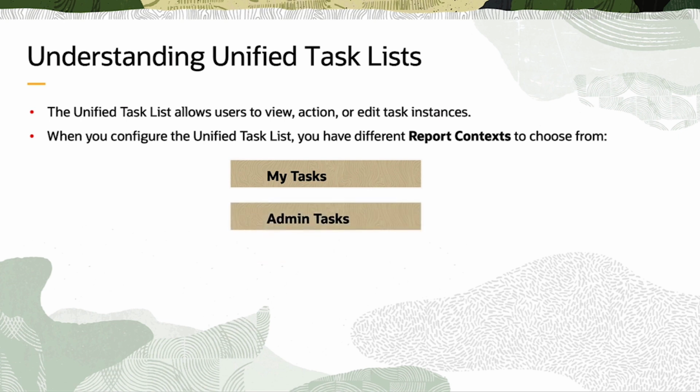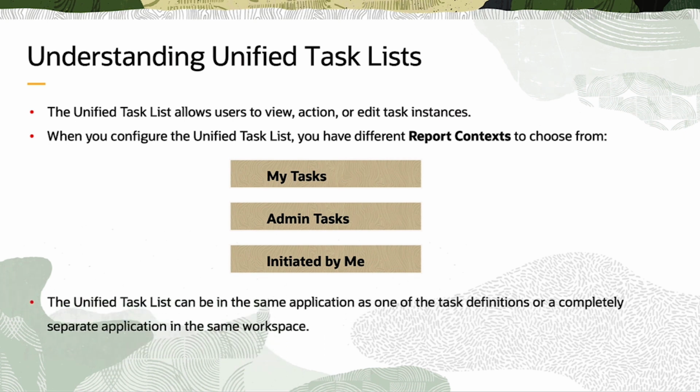Admin tasks are for users who are business administrators of the tasks. It shows all the tasks that are listed under the user as a business administrator, including errored, completed, and cancelled tasks. Initiated by me is for users who have initiated tasks, and shows all tasks that the user has initiated. The unified task list can be in the same application as one of the task definitions or in a completely separate application in the same workspace. If the unified task list is in a separate application, you must configure session sharing so users can still open the task details.